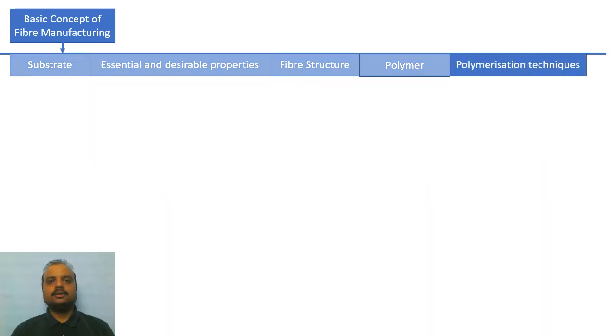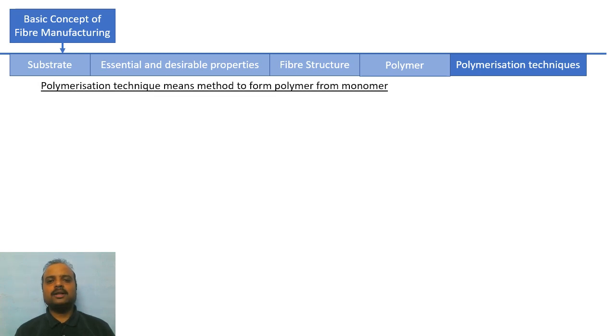Let's understand the polymerization techniques. A polymerization technique means a method to form a polymer from a monomer. Monomer is available in different states like gas, liquid and solid. The conversion from their respective state into a polymer requires a different technique, that is, a method. So industry chooses a particular method based on the characteristics of a monomer.